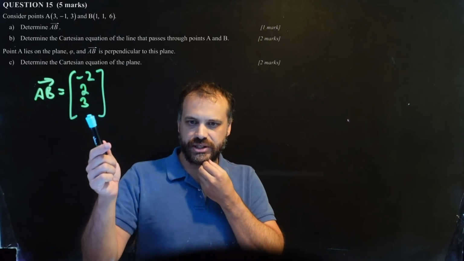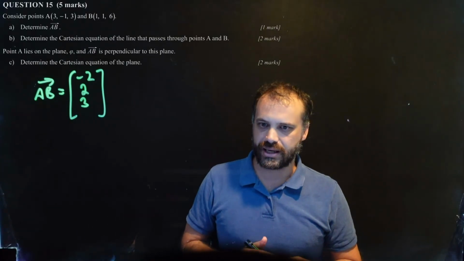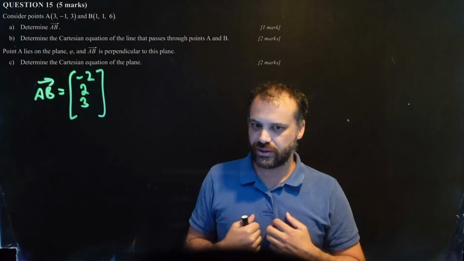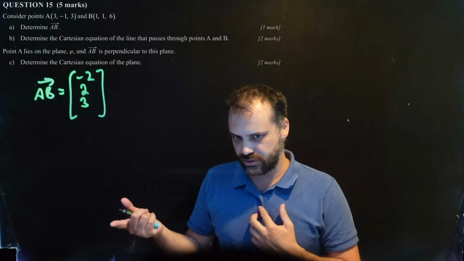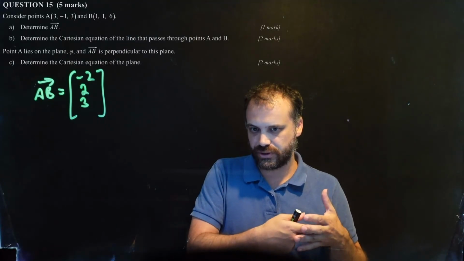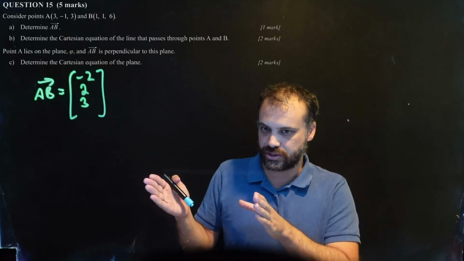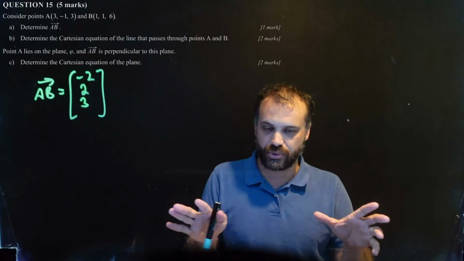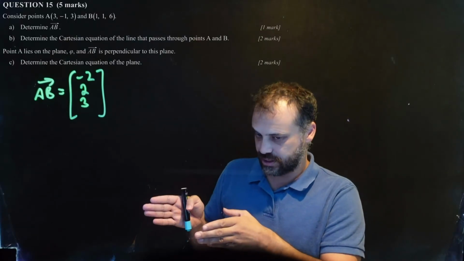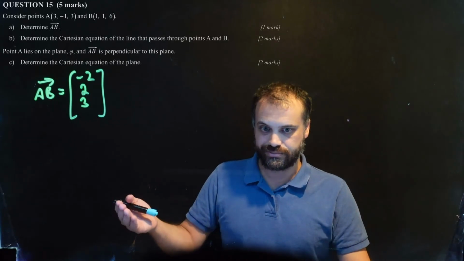Okay, determine the Cartesian equation of the line that passes through point A and B. Okay, so there's a couple of different ways to do this, but the way that I like to do it is just determine the vector equation of the line and then determine the Cartesian equation of the line. I know that some people work with the Cartesian equation of the line directly and find the points from it. I just do the vector equation and then convert it to a Cartesian. It's a nice little skill to have, and you can always do it.